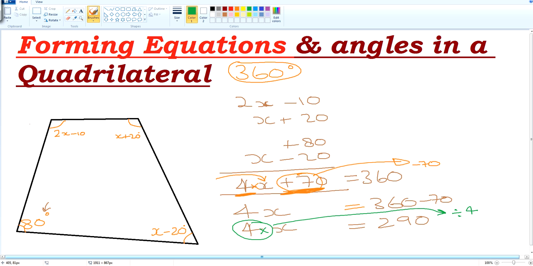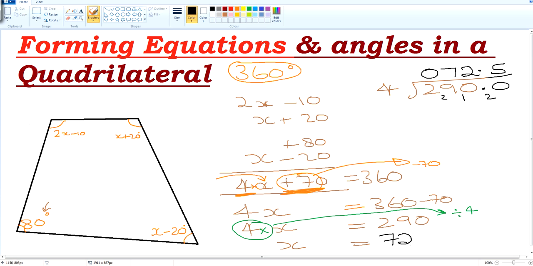Now, don't get worried if you get a number that doesn't look like it's going to divide straight away. That shouldn't be a problem. So x is equal to 290 divided by 4. Let's work that out. 4 goes into 2 nothing, remainder 2. How many 4s in 29? 7, remainder 1. 4s in 10 is 2. Let's extend the number. Remainder 2. 4s in 20 is 5. So the answer here is x is equal to 72.5. Are we happy with that?